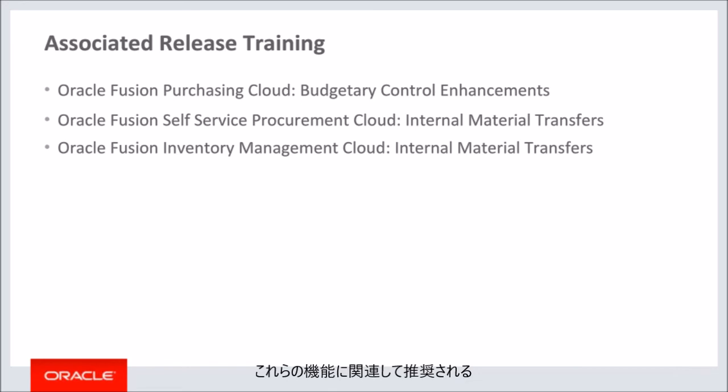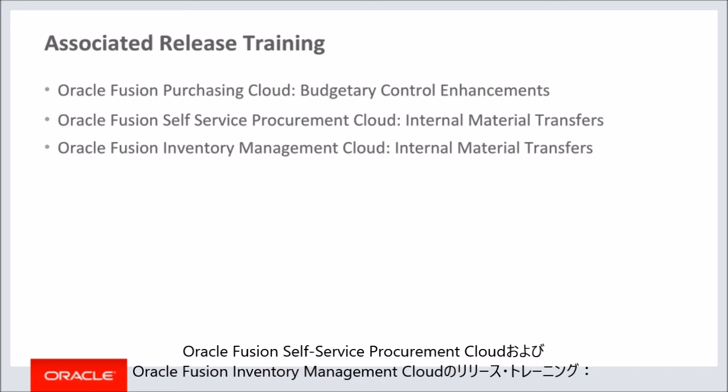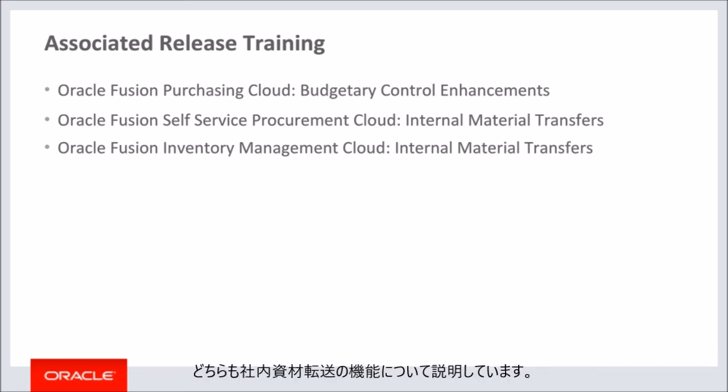Other release training modules that are related to these capabilities and are recommended viewing are the Oracle Fusion Purchasing Cloud Budgetary Control Enhancements that discuss the new Reserve Upon Submit and Override features, and the Oracle Fusion Self-Service Procurement Cloud and Oracle Fusion Inventory Management Cloud release training, which both discuss the internal materials transfer feature.